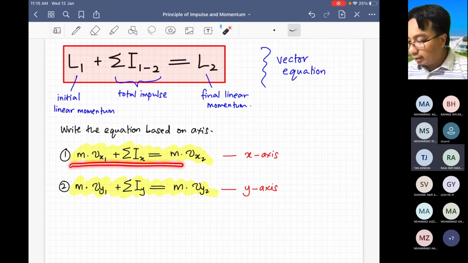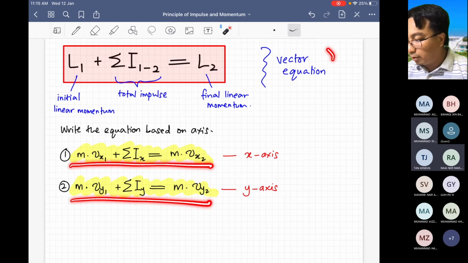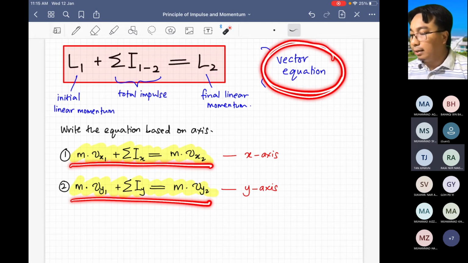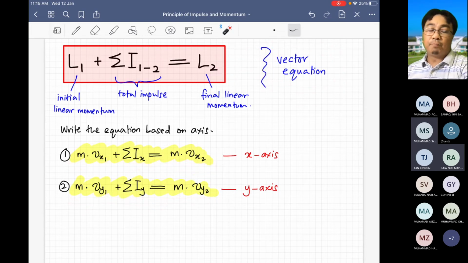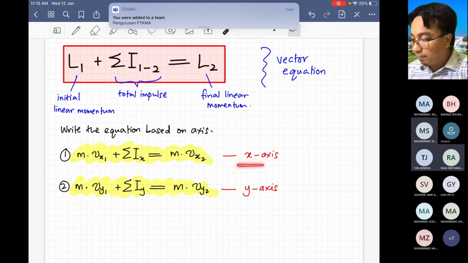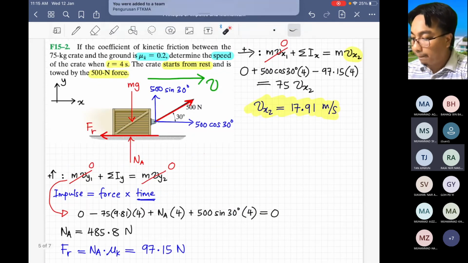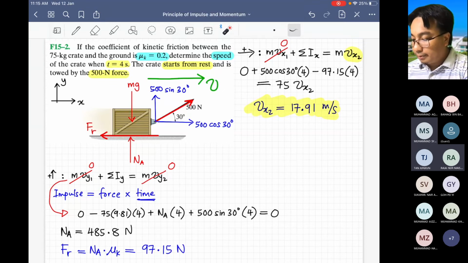The reason why kita kena buat dalam dua axis macam ni because the principle of linear impulse and momentum is vector. Okay, ini ialah vector, so kita perlu pecahkan kepada axis lah because it has direction. Okay. So itu sahaja. For this, you have to calculate the momentum, you have to calculate the impulse.